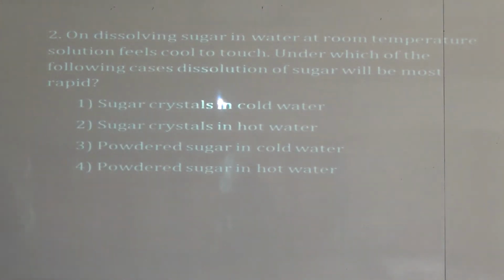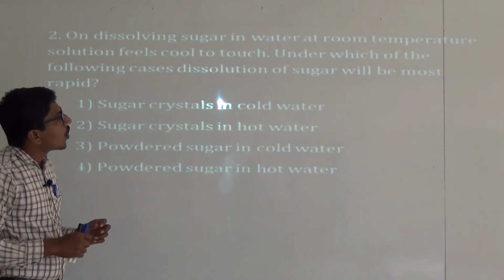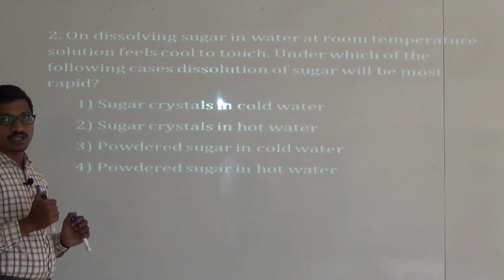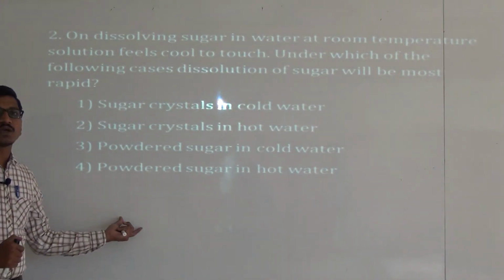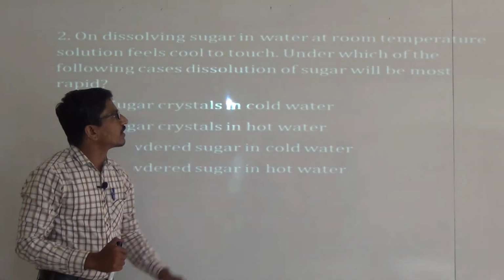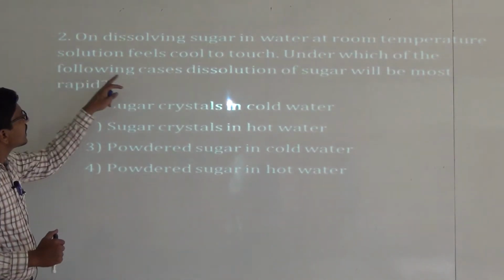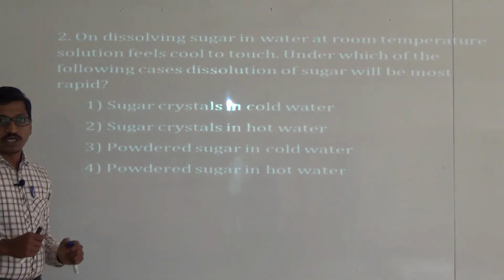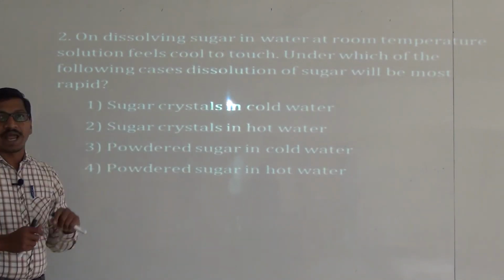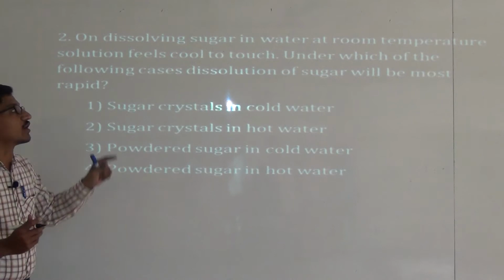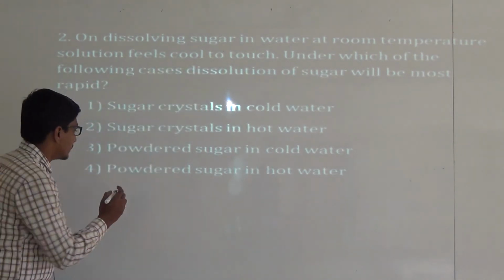The next question is: on dissolving sugar in water at room temperature, the solution feels cool to touch. That is, dissolution of sugar in water is an endothermic process. Cools to touch means endothermic. Under which of the following cases will dissolution of sugar be most rapid?